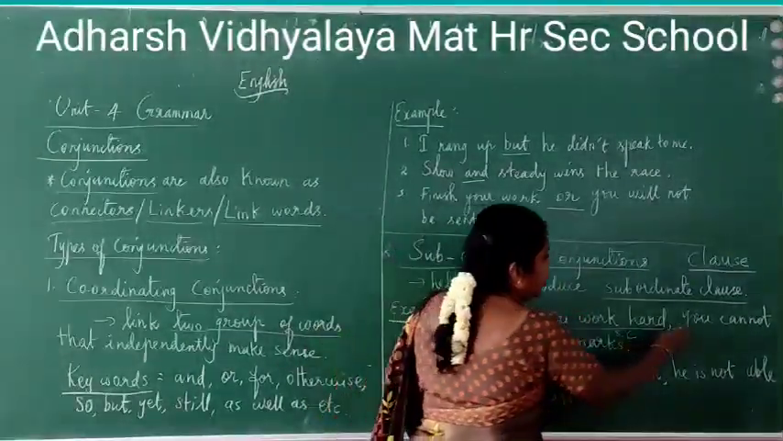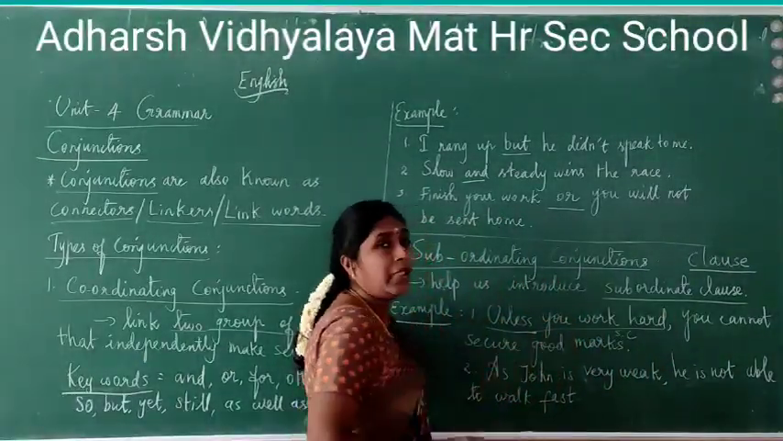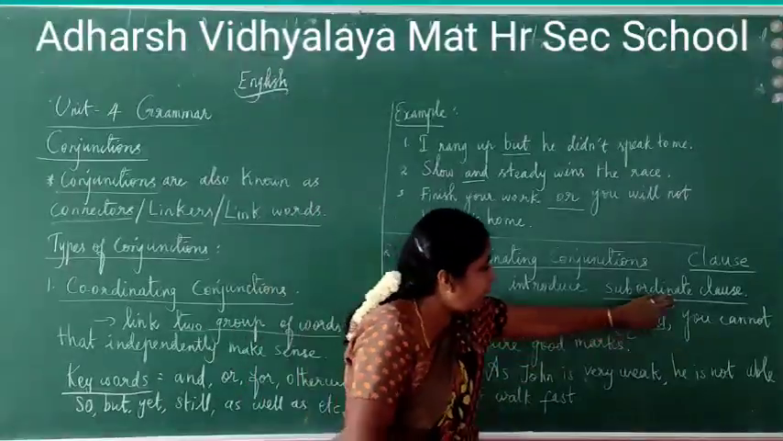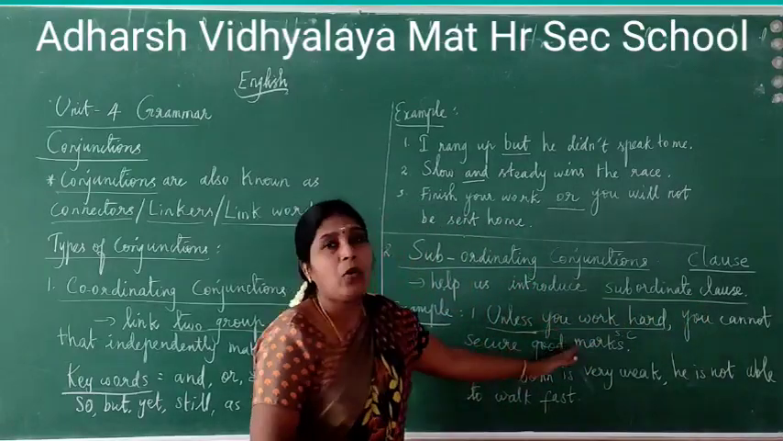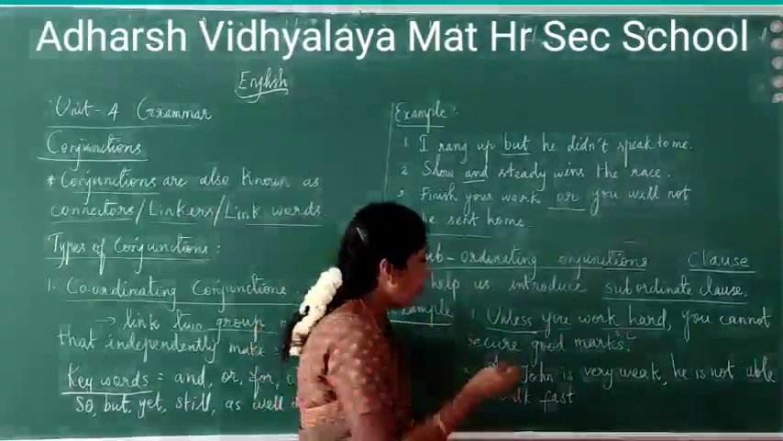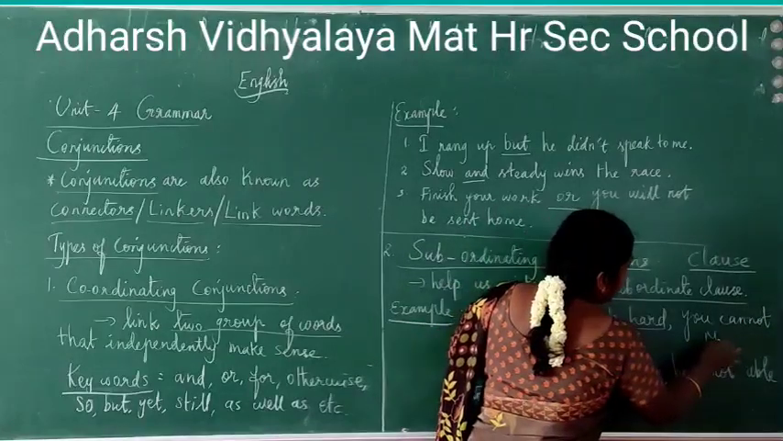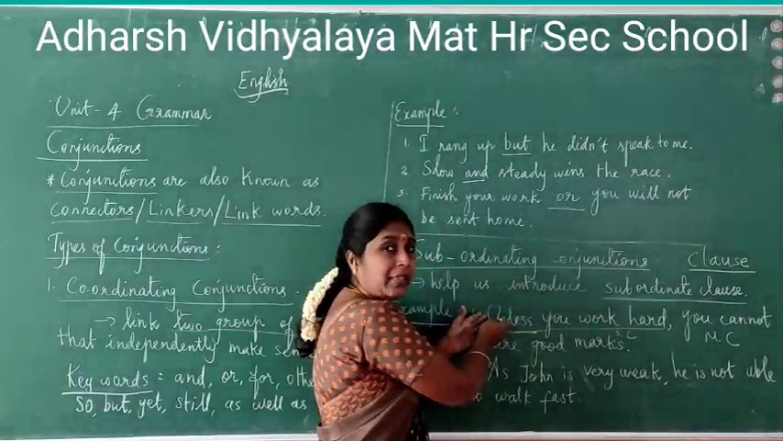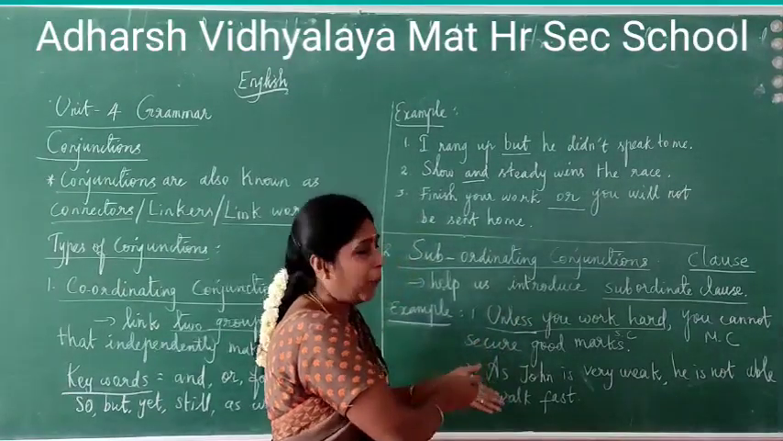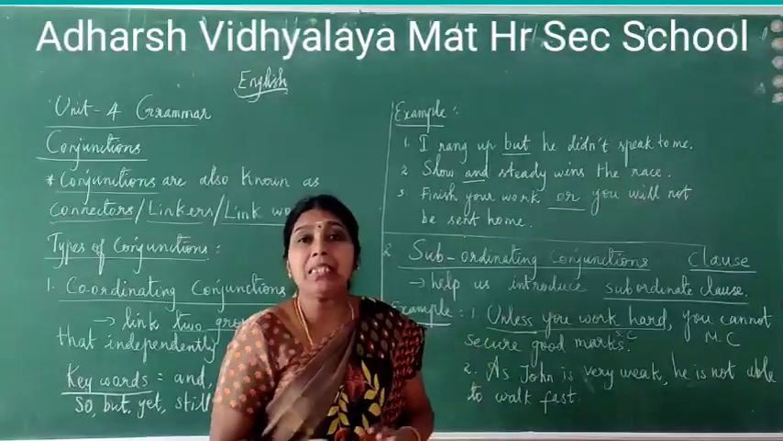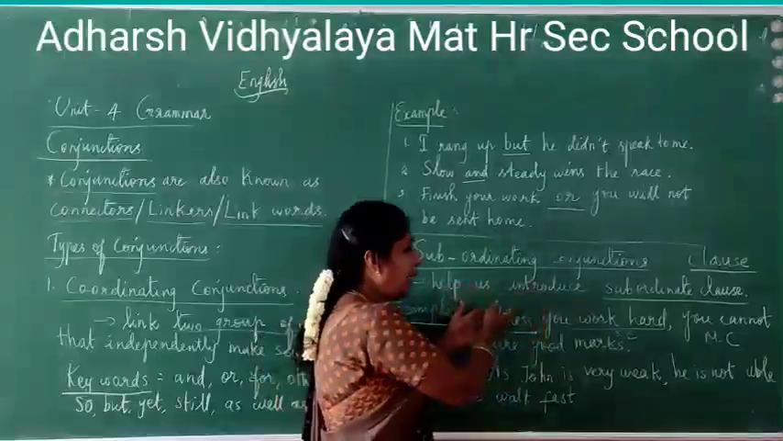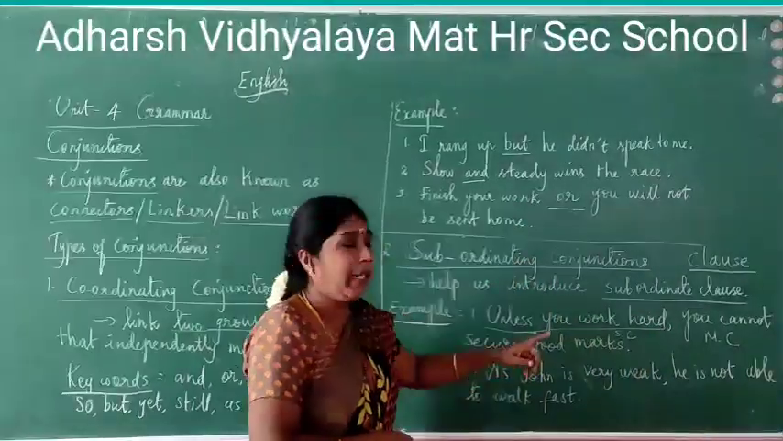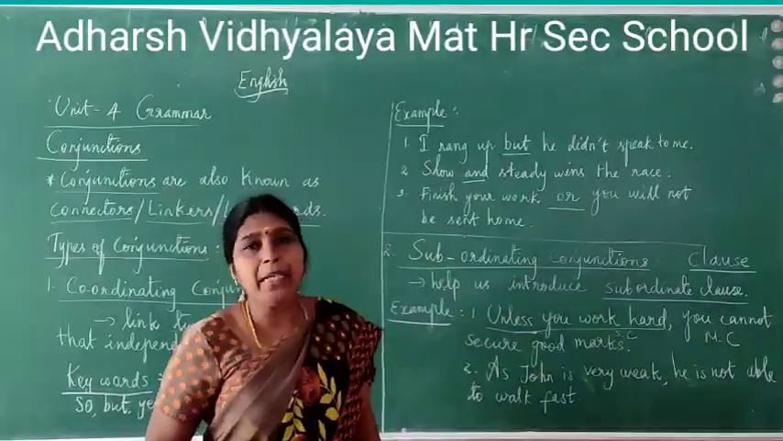Take another sentence. You cannot secure good marks. This sentence conveys complete meaning. You cannot score. Take this sentence alone: you cannot secure good marks. That is complete meaning. That one is the main clause, MC. So here, the subordinate clause conveys incomplete meaning. The main clause conveys complete meaning. When this subordinate clause joins with the main clause, then only its meaning will be completed.